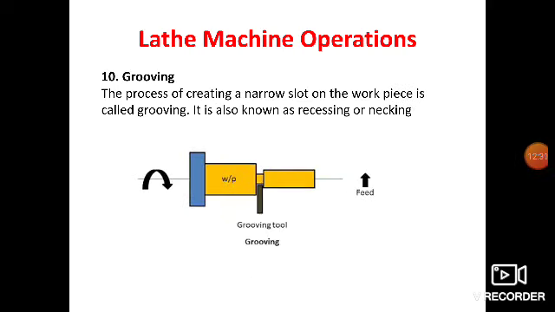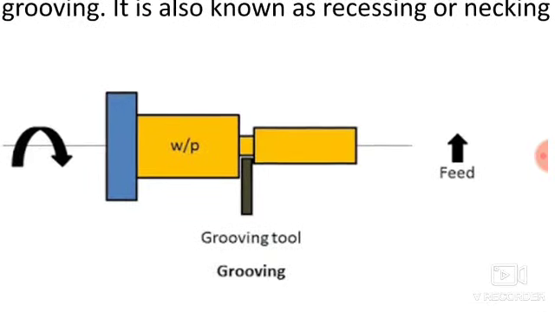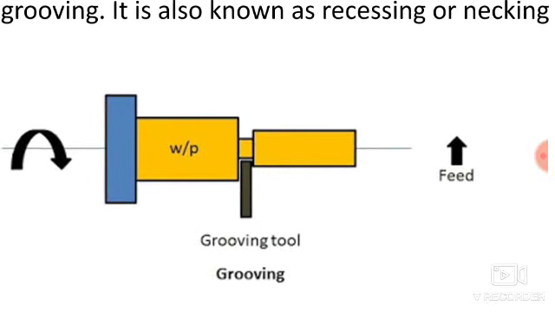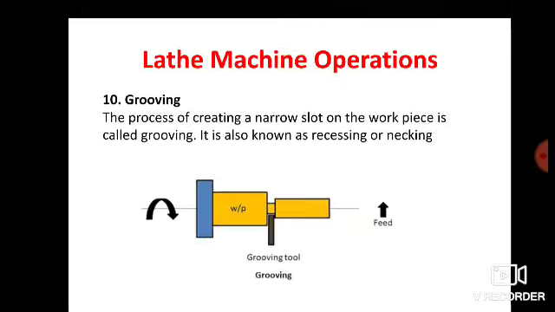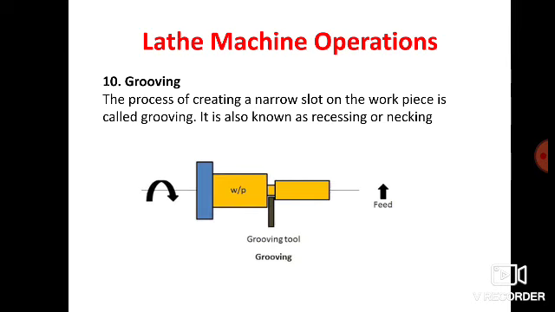Next operation, that is grooving. So the process of creating a narrow slot on the workpiece is called as grooving. So here we are creating a narrow slot with the help of grooving tool, and this process is known as grooving operation. So grooving is the process of creating a narrow slot on the workpiece. It is also known as recessing or necking.